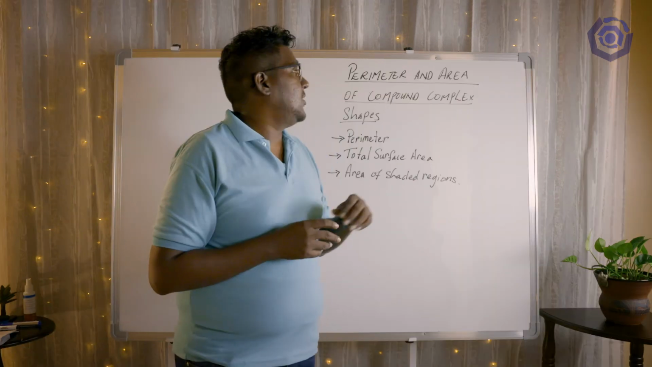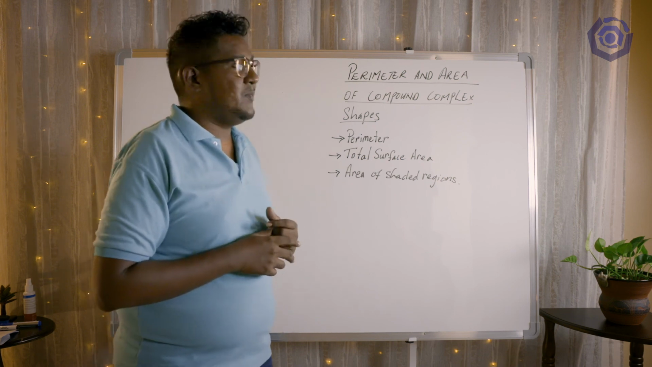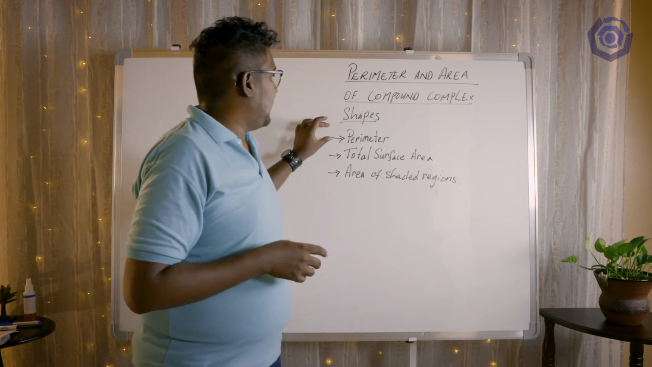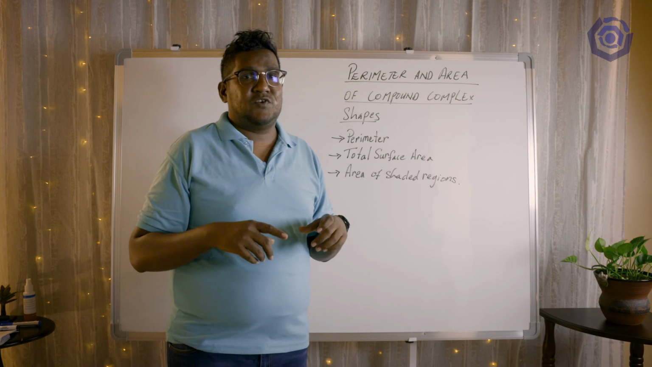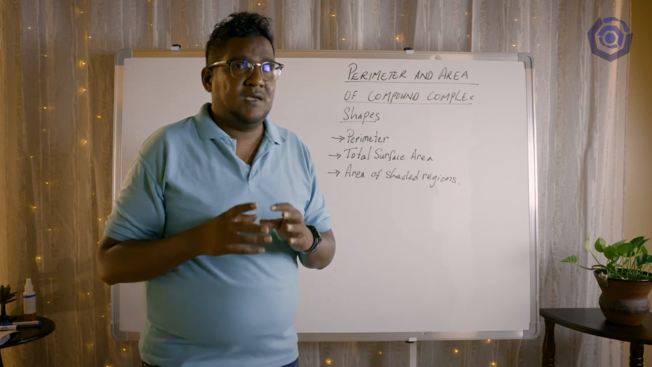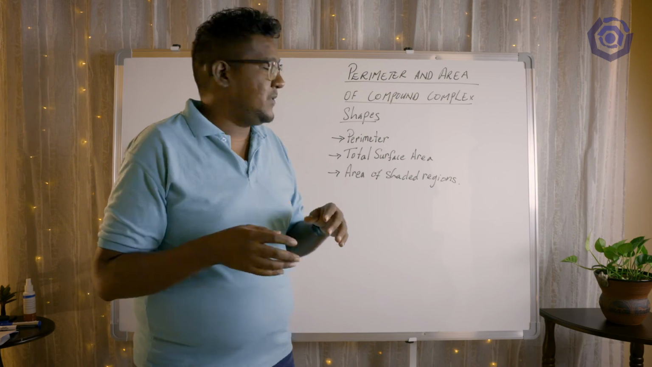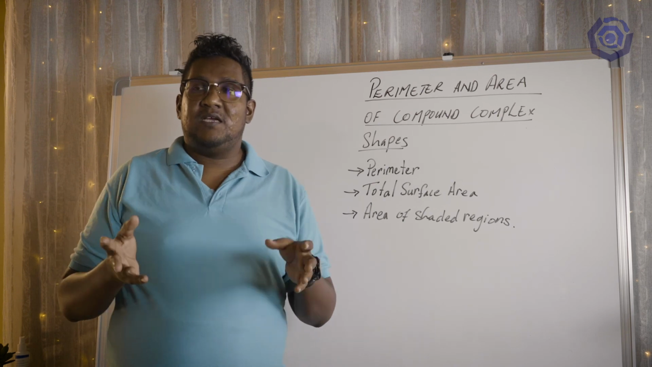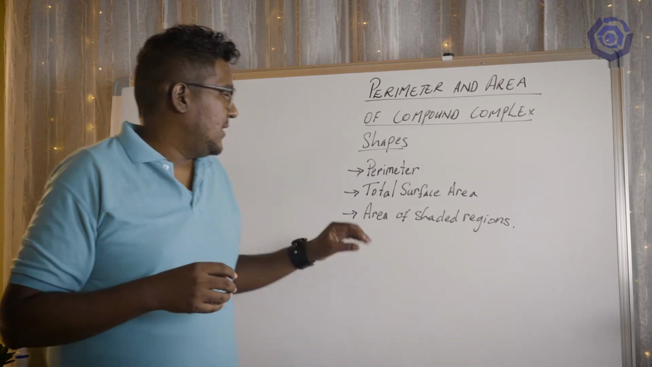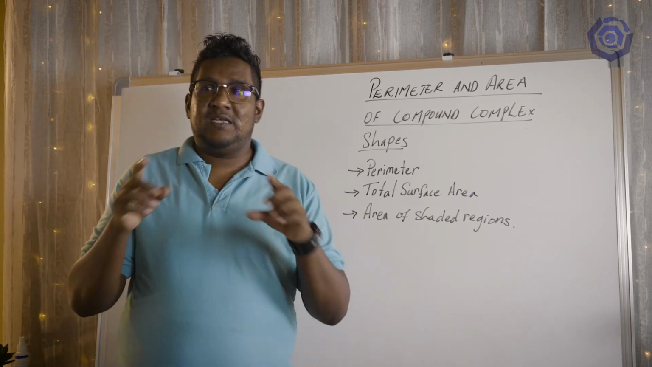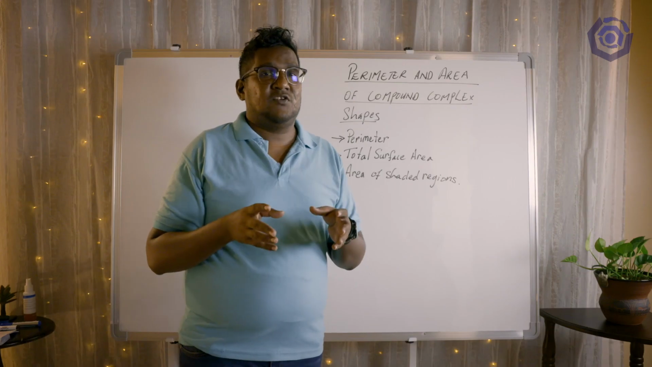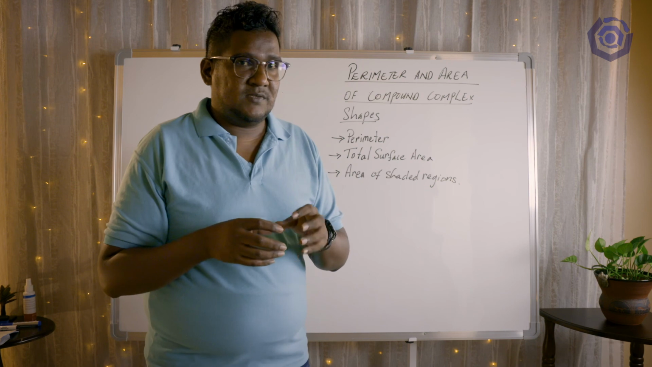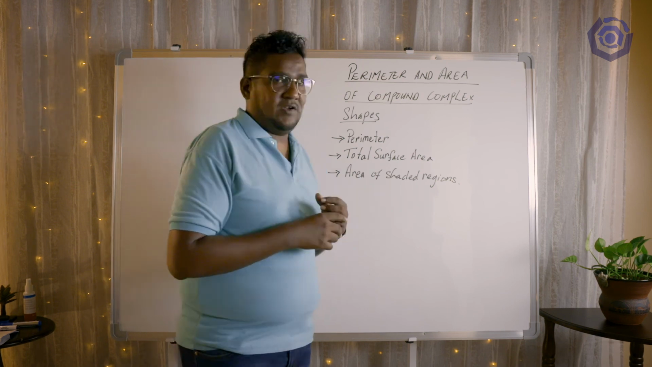To conclude today's lesson on perimeter and area of compound complex shapes, remember that a compound shape is made up of two or more simple shapes. Perimeter is the total distance around the shape. Remember, you have to get the length of all the sides in order to find the perimeter, and then you just add them up. For the total surface area, you break the shape into its individual simple shapes, find the area of each, and then you add them together. And for the area of the shaded region, you find the area of our big shape, then you find the area of our little shape, if it's one little shape or two little shapes, and then you subtract the little shapes from the big shape, and that's going to give you the area of the shaded region.